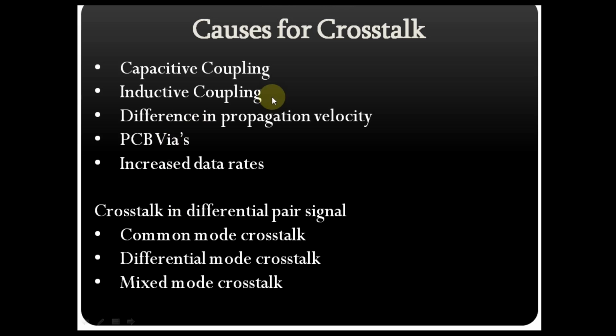What are the causes of crosstalk? Capacitive coupling can cause crosstalk. Inductive coupling is a reason for crosstalk. Difference in propagation velocity can also cause crosstalk. PCB vias can also induce crosstalk, and higher data rates can also induce crosstalk. Now, crosstalk in differential pair signals: common mode crosstalk, differential mode crosstalk, and mixed mode crosstalk. These are the various types of crosstalk which can be induced in differential mode signals.